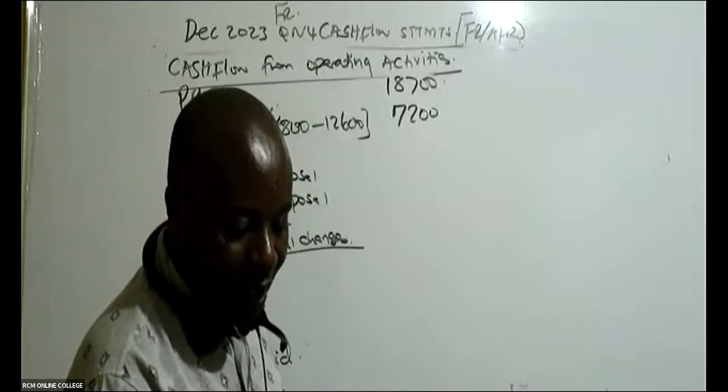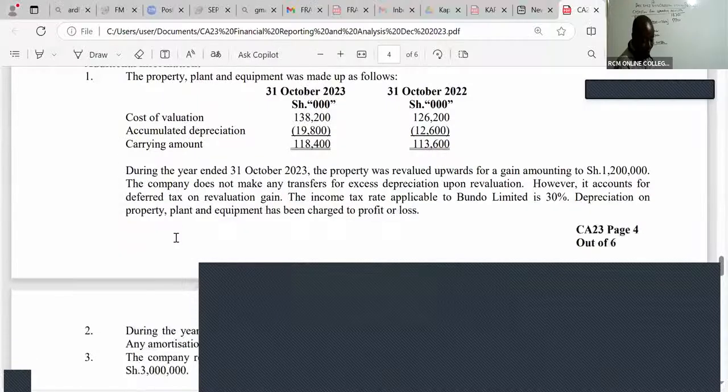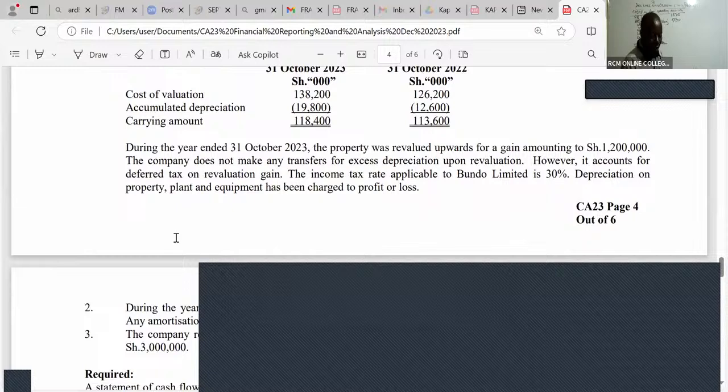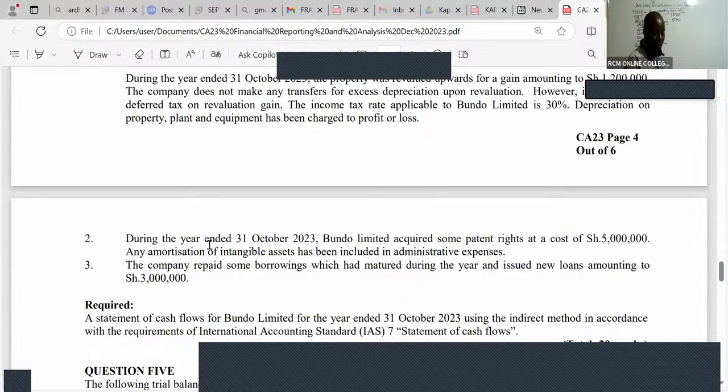Now, ladies and gentlemen, after that, we just continue reading here. I'm looking for operations. We are told, note number 2, during the year ended 31st October 2023, Bundo Limited acquired some patent rights at a cost of 5,000. Any amortization of intangible assets has been included in administrative expenses.